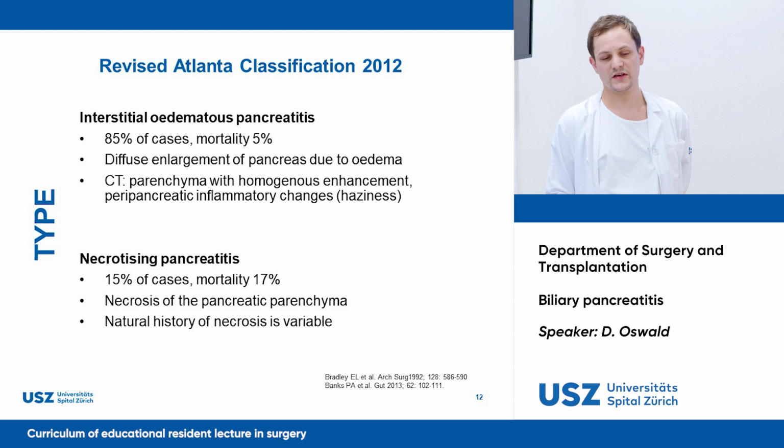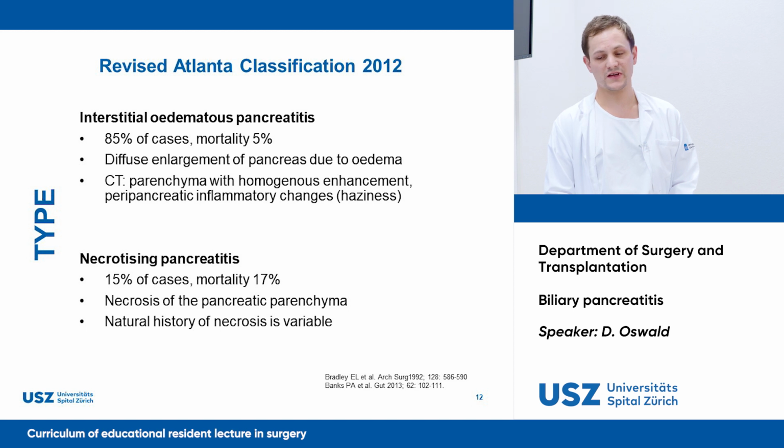The Atlanta classification differentiates between 2 types of pancreatitis. That's the interstitial edematous pancreatitis, which makes up to 85% of the cases, with an overall mortality of only 5%. There's a diffuse enlargement of the pancreas due to the edema. And in the CT, you see the parenchyma with homogeneous enhancement and the peripancreatic inflammatory changes like the typical haziness.